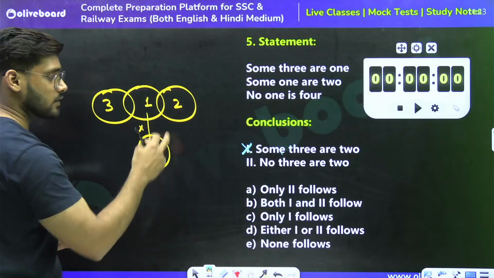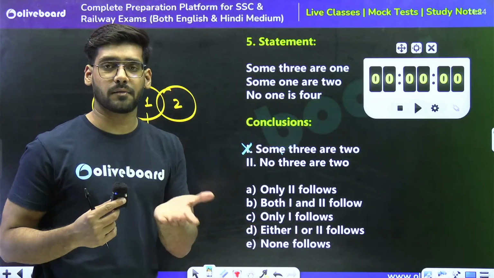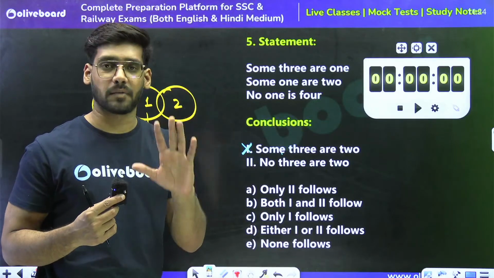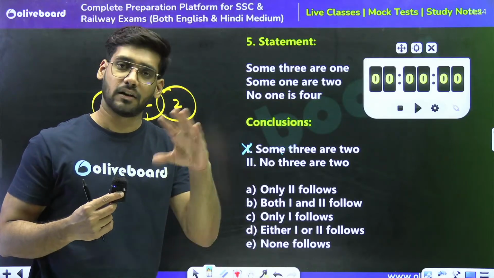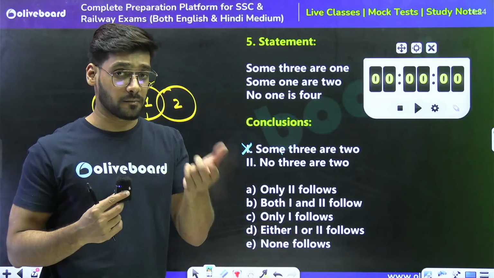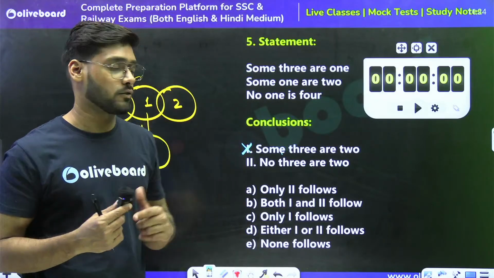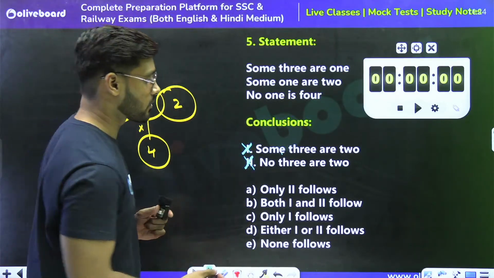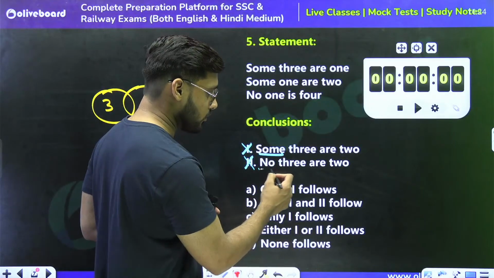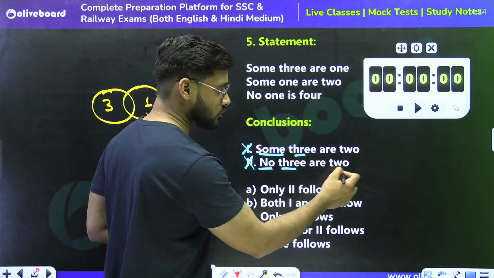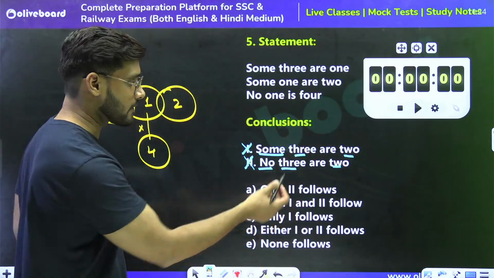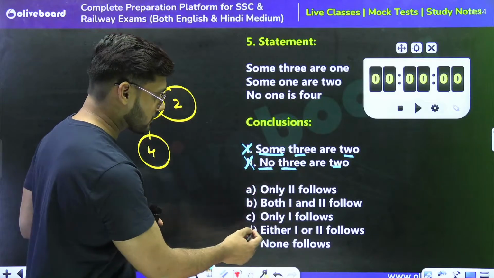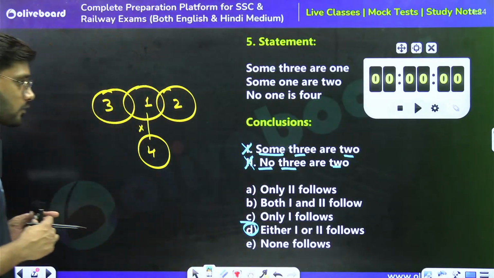No 3 are 2. I am saying that there is nothing given between 3 and 2. So we cannot say anything between 3 and 2, neither in a positive way nor in a negative way. But in possibility, we can say anything between 3 and 2. So this is also wrong. Answer should be either or neither nor. Both are wrong. Some and no pair they given, 3 and 2, subject and predicate are same. I should say elements are same. So answer should be option number D. Either 1 or 2 follows.